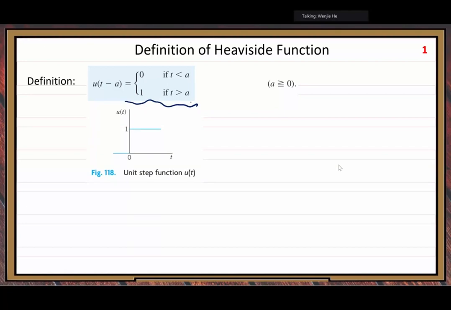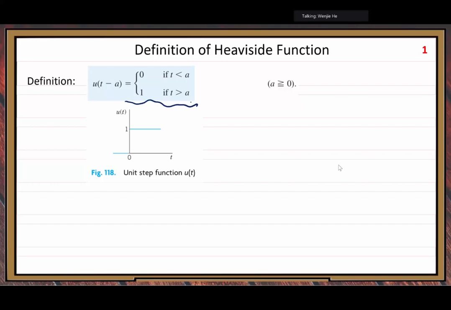The simplest Heaviside function is when a equals 0. So that's u of t. We call it a unit step function, because it's like a step. Unit step function, u of t.